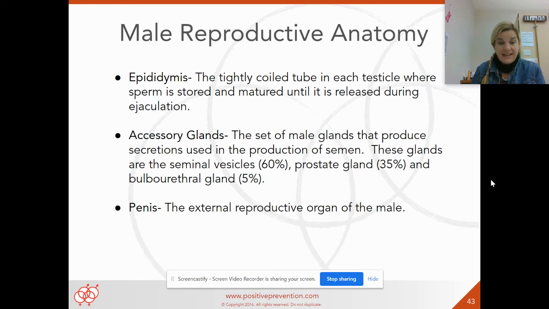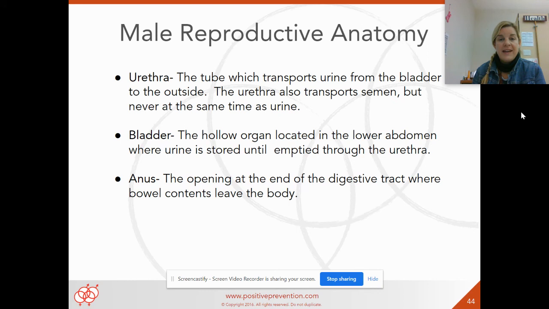The penis is next, and that's just the male external reproductive organ. The urethra is the tube that transports urine from the bladder to the outside. The urethra also transports semen, but never at the same time as urine. So as I said, there's a valve in there that prevents the two from mixing. So when a male ejaculates, it's just semen, and when he urinates, it's just urine.